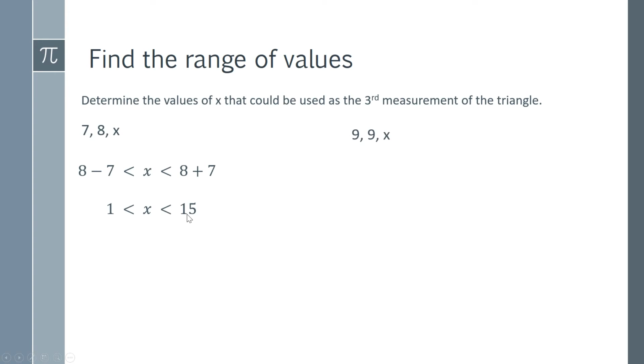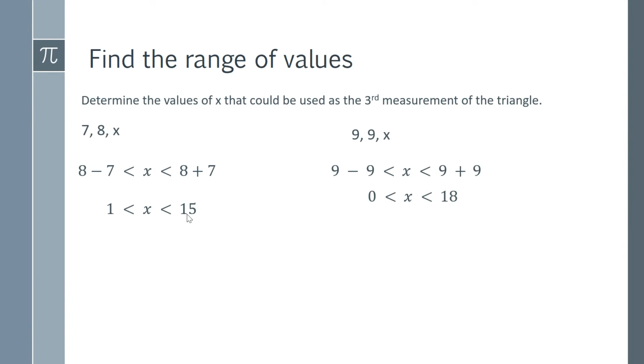Let's take a look at some more values here. What about 9, 9, and x? Same thing. Now, it doesn't matter. 9 minus 9 is how you're going to set it up. It doesn't matter which one goes first because they're the same. On the other side, 9 plus 9. Well, what's 9 minus 9? Well, that's 0. What's 9 plus 9?